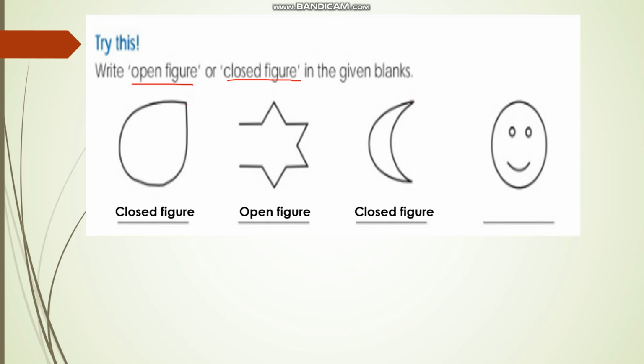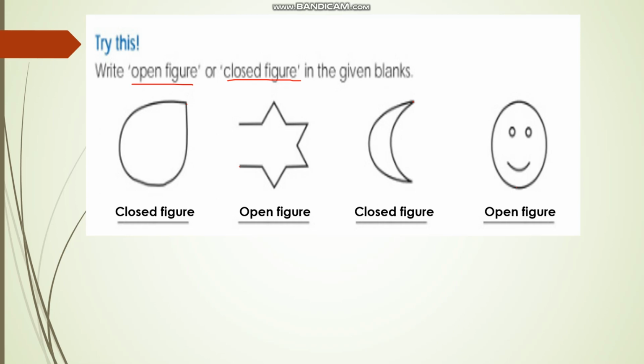Very good. Now look at the next one. Here this circle we can draw without lifting the pen, isn't it? It has the same starting and ending point. But after that we have to draw here. Is it the same point? No. So this is an open figure.